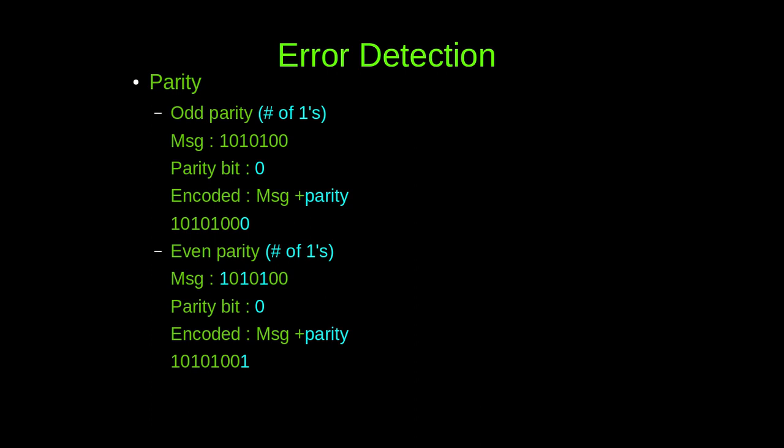So when you receive this message, you count the number of ones in the message. This is the message you're going to receive. You find it's 3. Well, that means the message is correct. No errors.